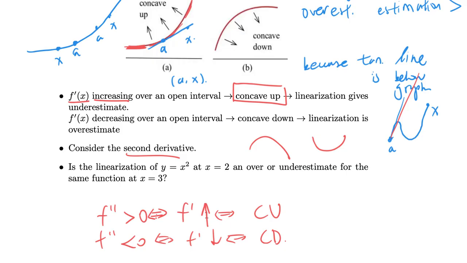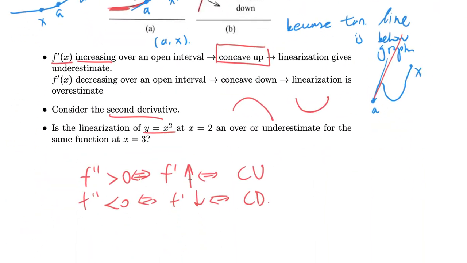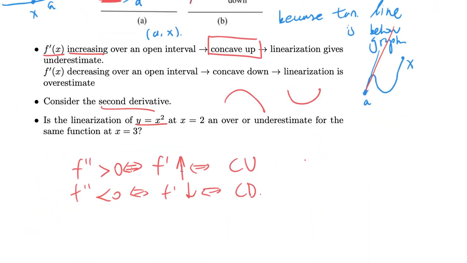So f double prime greater than 0 would directly imply concave up. F double prime less than 0 would directly imply concave down. Now, if we were to consider this for the problem that we just had, so f of x equals x squared, then f double prime of x would just be 2. And this is always greater than 0 for all real numbers, from negative infinity to positive infinity.